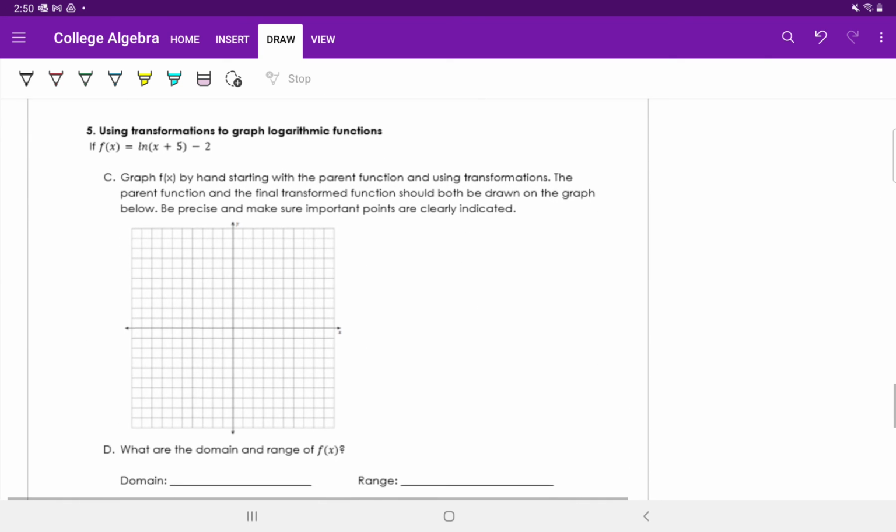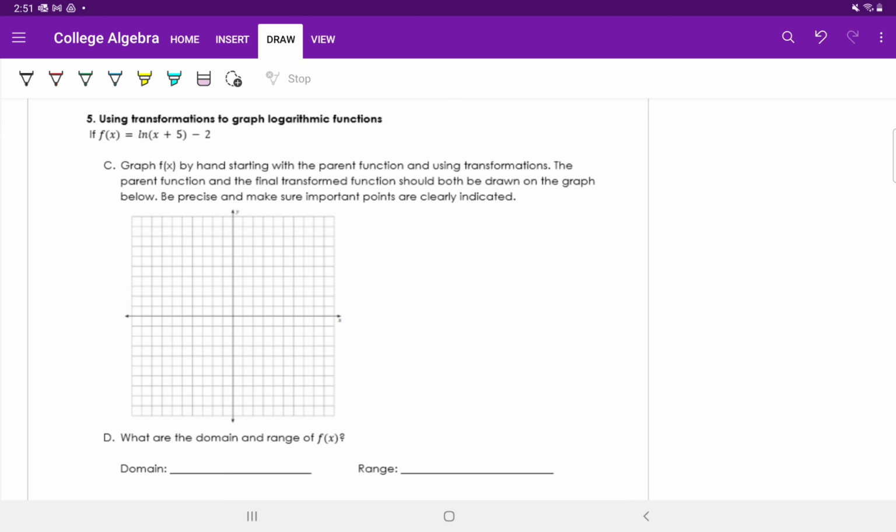All right, number 5 is basically a carbon copy of number 4, except in number 5, instead of dealing with an exponential, we're dealing with a natural log. But those two things are very similar because they're inverses of each other. We're going to be doing basically the same thing. We're going to be starting with the parent function, and this same graph is going to have the parent function and the final transformed function. And then they ask the domain and range, etc. So we're starting from the parent function of natural log of x. And from there, we're going to be shifting, etc., using transformations.